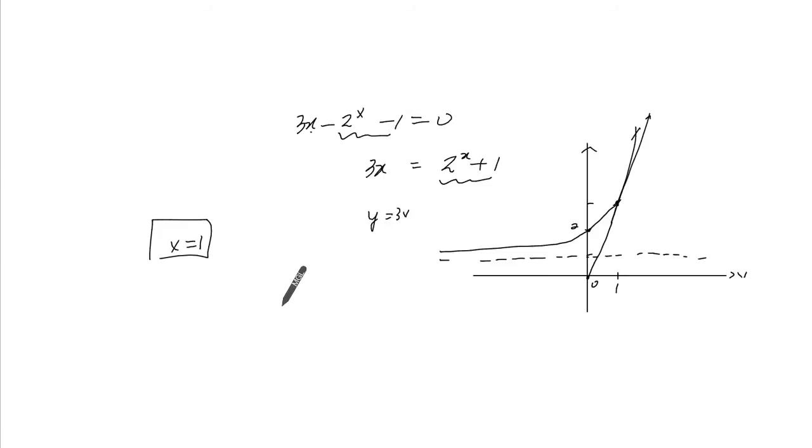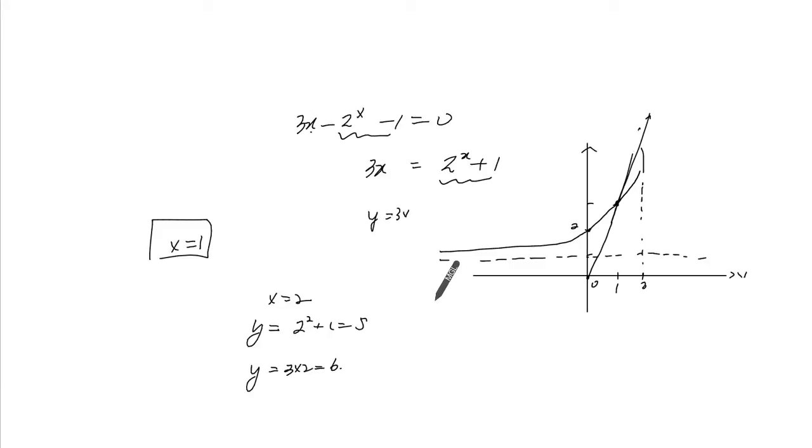Let's just see what happens if x is equal to 2, for example. For this, you get 2 squared plus 1, which is 5. For the 3x, you get 3 times 2, which is 6. So what that means is that after this intersection, at 2, the line actually happens to be higher than the exponential function. It's doing this. It's going under.